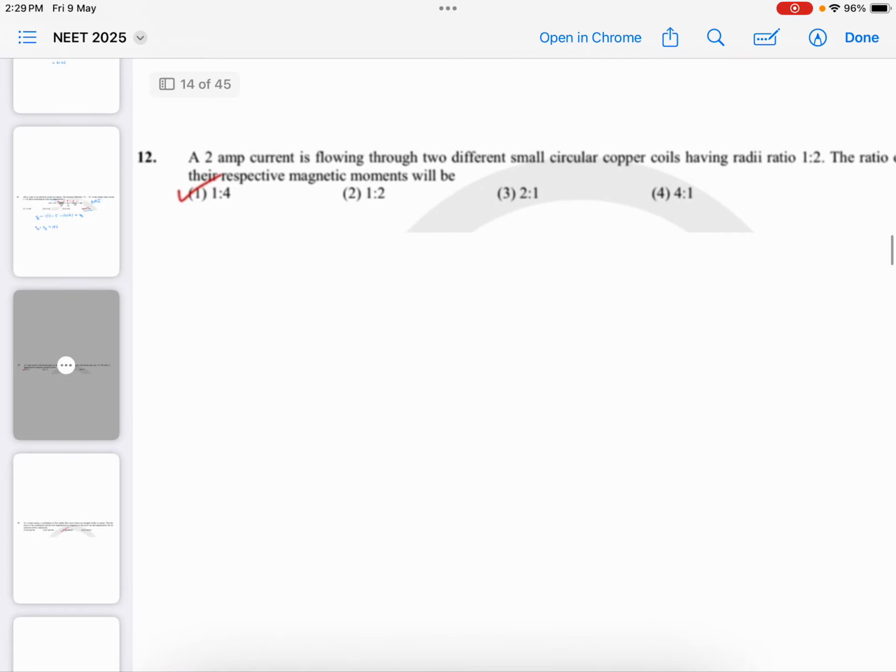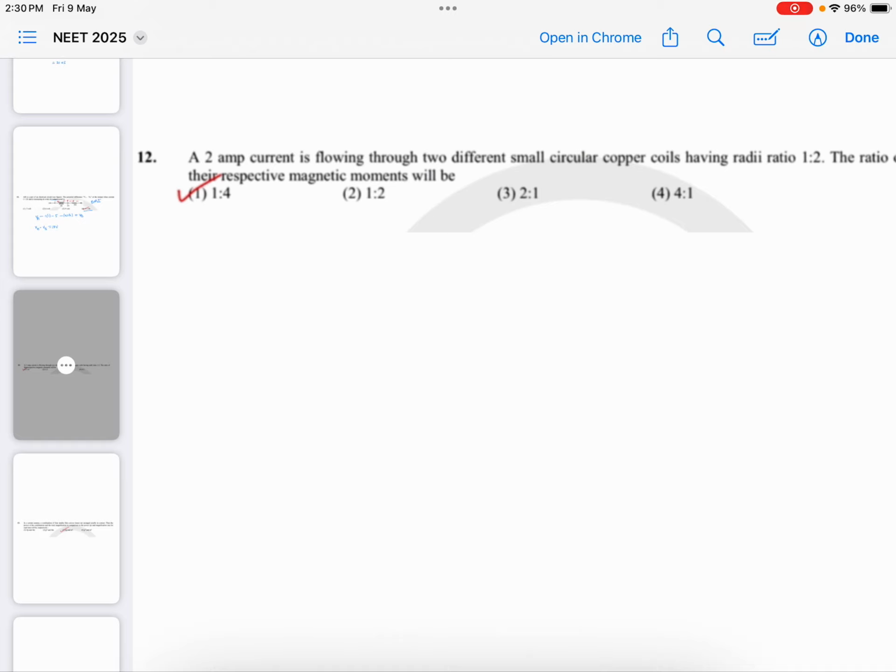And next one, 12. A 2 amp current is flowing through two different small circular copper coils with radius ratio 1:2. The ratio of their magnetic moments is asked. Here current is given.